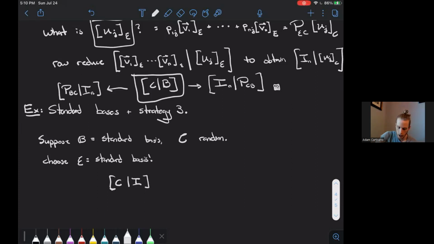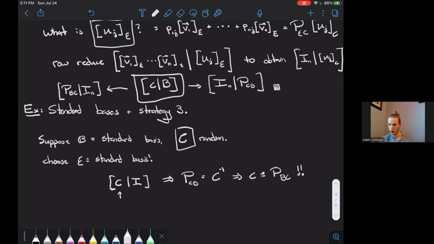And so PCB, this C is like the coordinate vectors of your basis C written with respect to the standard basis, which we've already done a couple times in this video. It's pretty straightforward. But that tells us that PCB, the change of basis matrix from B to C, is nothing other than C inverse. And it's even better than that. Apparently, C itself literally is PBC. In other words, we can just either read off PBC or compute a matrix inverse to find PCB. That is exactly what we did in those first two examples.